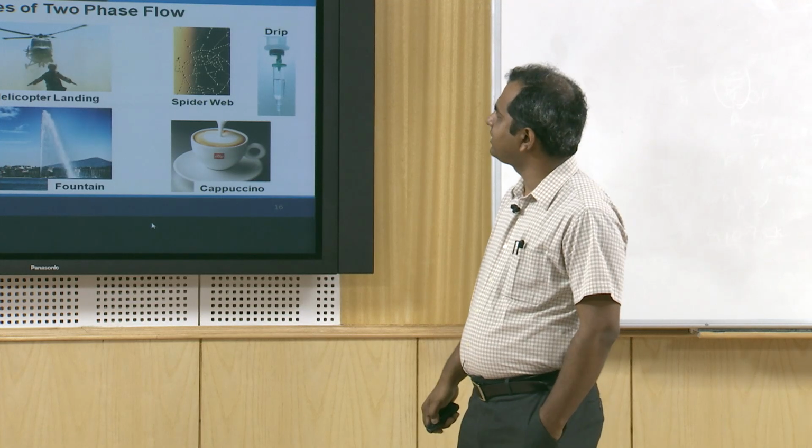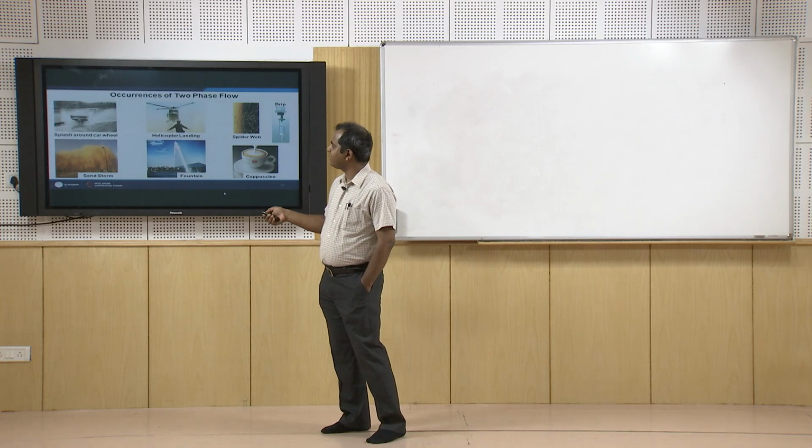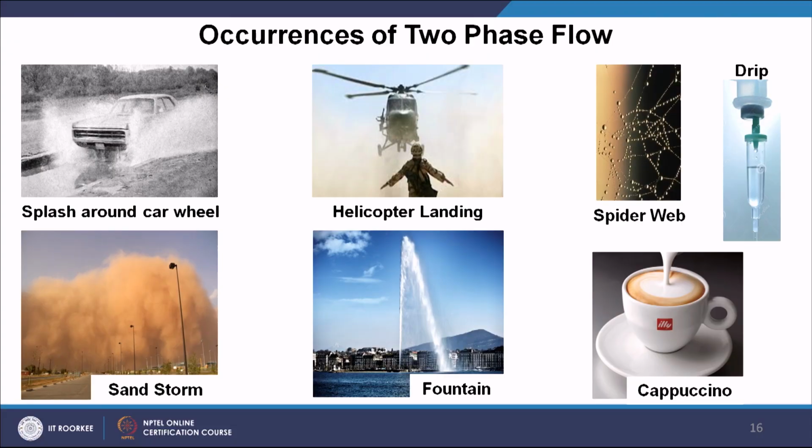Next, a few other examples of two-phase flow. Whenever your car is splashing in water, you can find lots of droplets being generated. While a helicopter is landing, you can find lots of gas solid flow over here. Spider web, this is once again solid liquid two-phase flow, you can find lots of droplets on the solid spider web. In case of dripping, in hospital we go for dripping, you can find nice droplets being created over here, once again two-phase flow. Sandstorm, a natural phenomenon, gas solid two-phase flow over here.